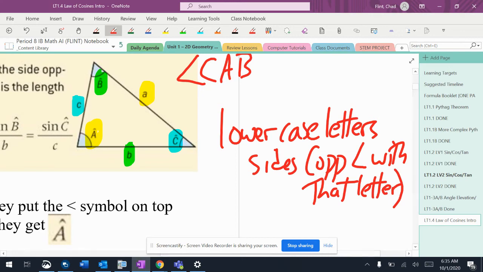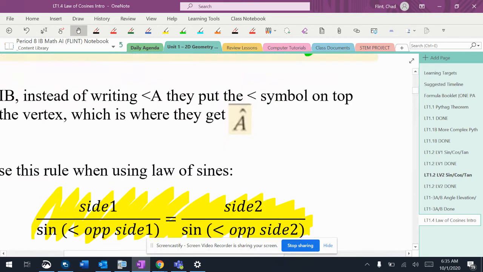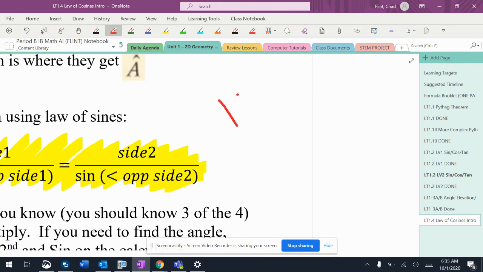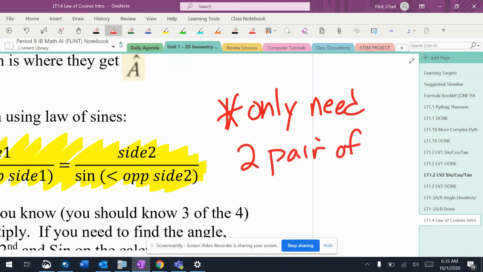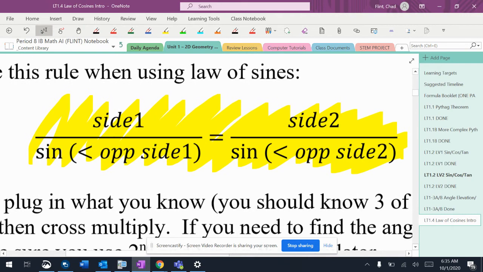Okay. And then the big thing I want to write right here is you'll notice that my fraction only has two things and theirs has three. You're never going to use all three. All right, so we only need two pairs of sides and angles. Okay, math people like to be super confusing, so instead of just saying side over the side of the angle opposite it equals side over the side of the angle opposite that, we've got to do this thing with three things in it. You're only ever going to use two. All right, so we're going to use two.